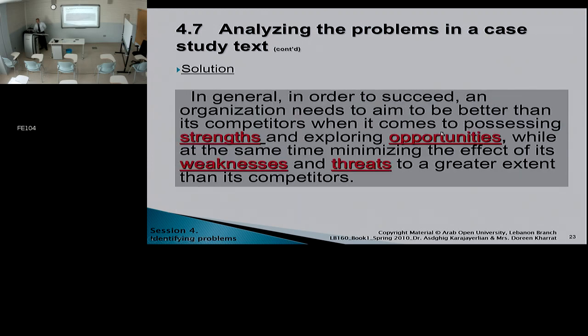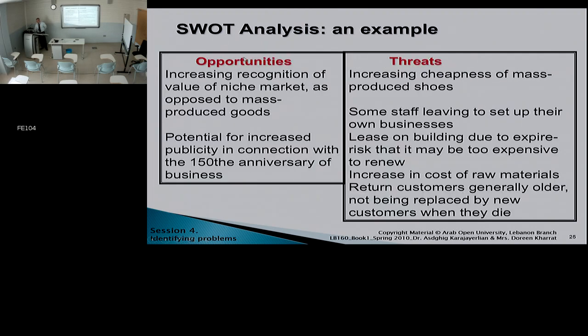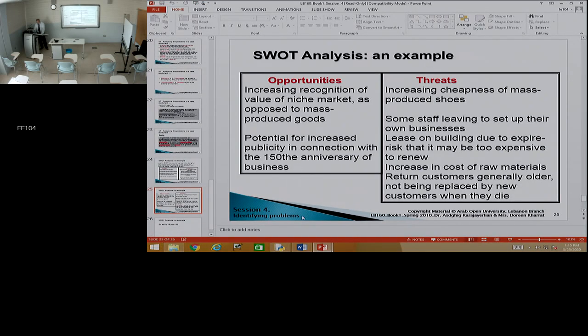In this term, we already discussed this example together about a handmade shoe manufacturing company established in 1860 and located downtown London. And here you have the examples of strength, then the examples of weaknesses, and then the examples of opportunities, and then the examples of threats. Now I'm going to give you a quick overview of SWOT analysis from my own point of view, right? So let's go to this.